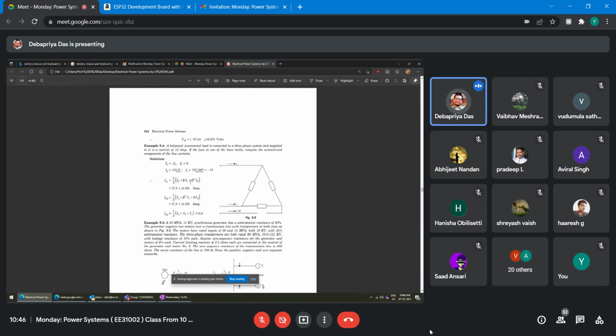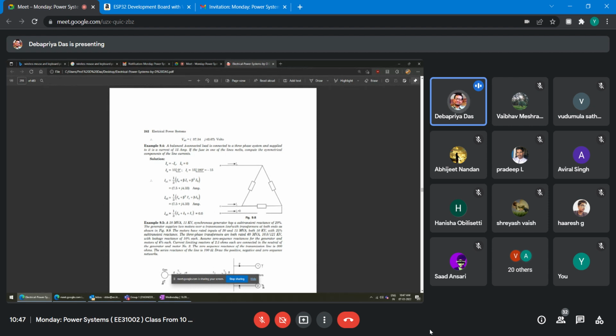Therefore, IA1 is found with the same philosophy. This formula you put, so you will get IA1. IA2 will be the same thing, you will get this one. And IA0 in any way is 1/3 (IA plus IB plus IC), so this is 0, right? So this is how to make the symmetrical components, right?